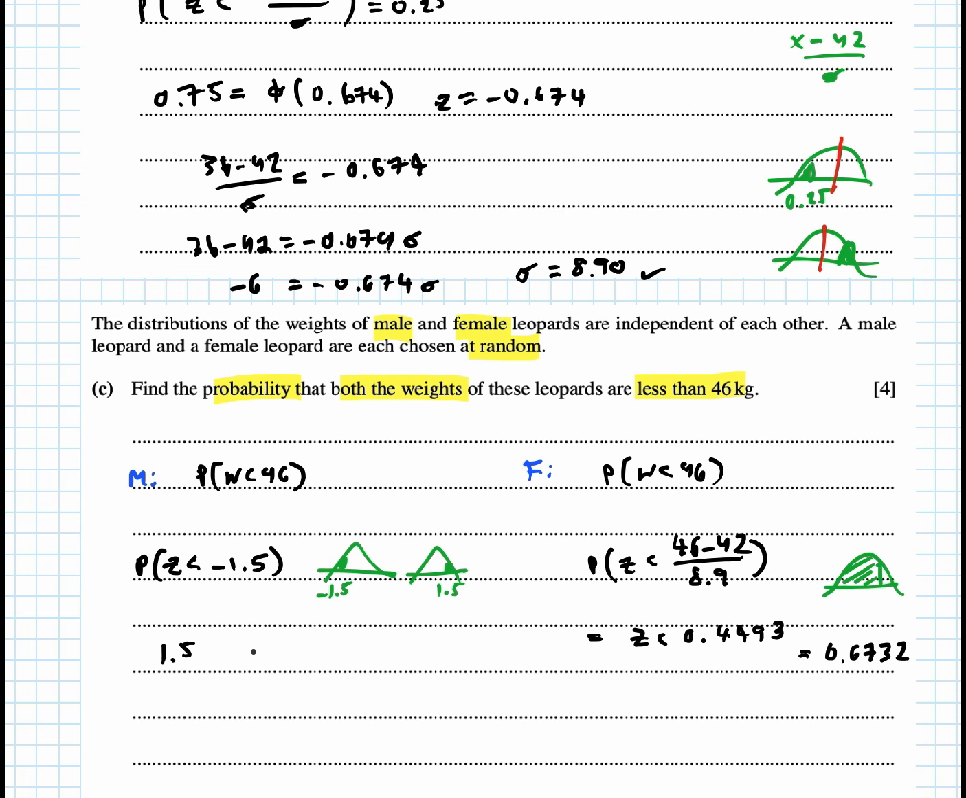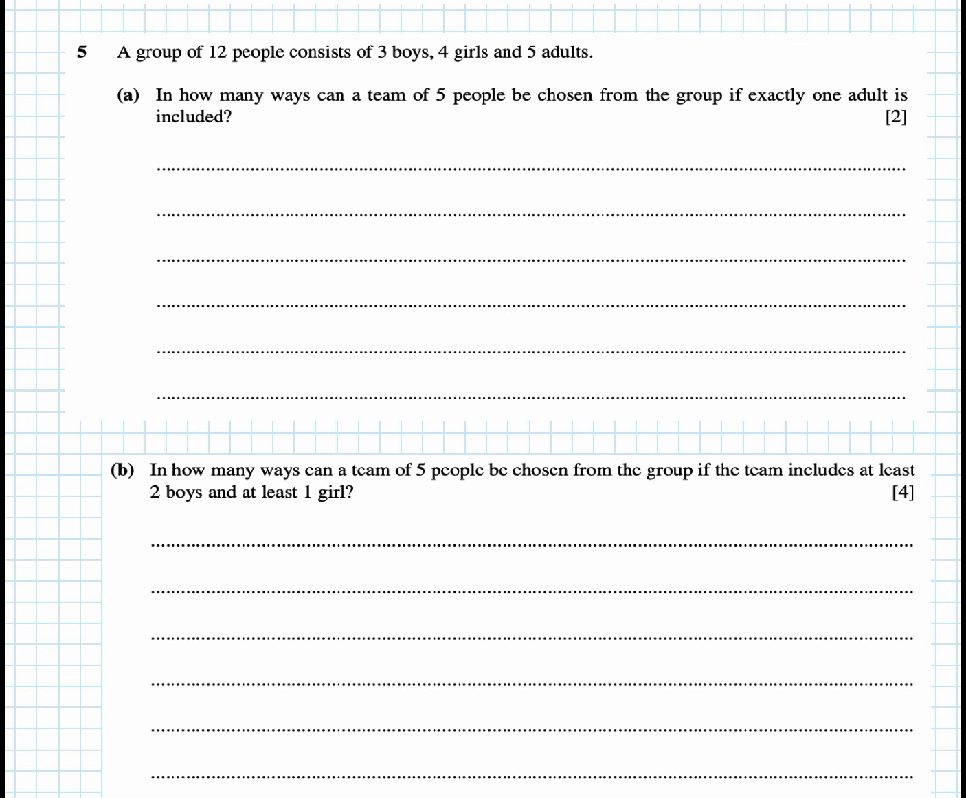So 1 minus, let me rewrite that. 1 minus, rewrite it again, just looks a bit dodgy, yeah, 1.5. So 1 minus 0.9332, so we get a very small value there, 0.066, and multiply that. You want to find both for, so males and females are less than 46 kilograms. You've two values that we've found there, multiply them together, and you'll get 0.0450. And that's question 4. That's a pretty hefty question, actually, in fairness.